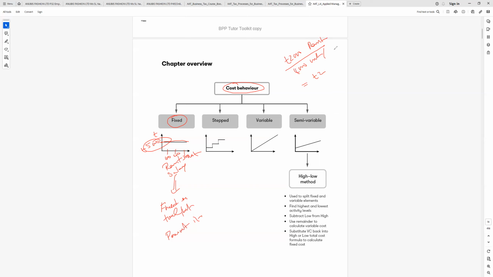And if I make 2,000 units, so rent per unit will be £1. That means if I make more units, the fixed cost per unit will be reduced. The next one we have here is step cost.